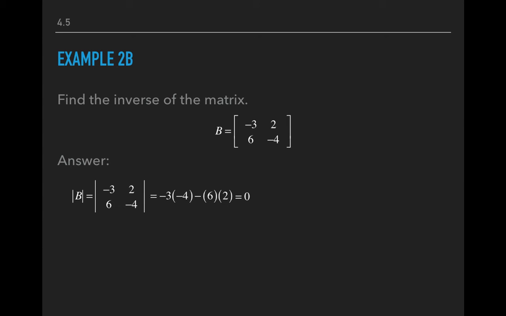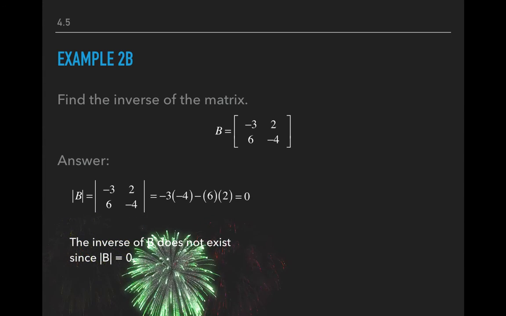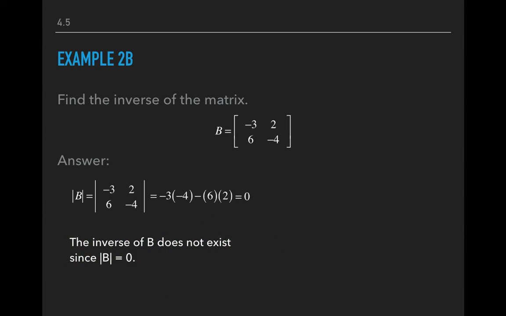If I tried to plug that in, I'd be putting a 0 in the denominator, which is undefined. So at this point, we can only say that the inverse of B does not exist because the determinant of B is 0.